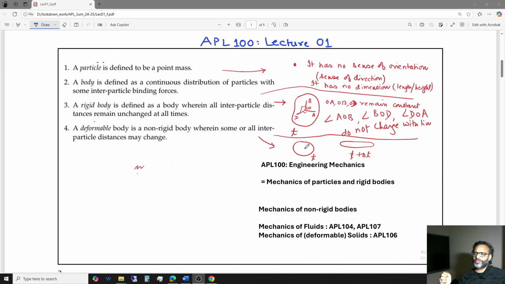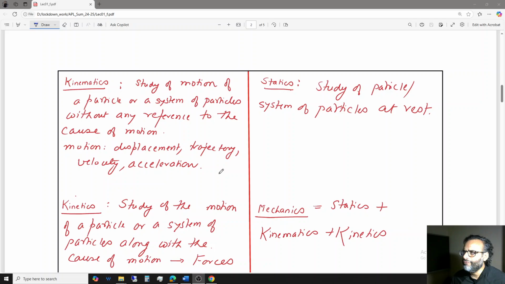And then there is another course which is called mechanics of solids. Now, when you say mechanics of solids, what we actually mean is mechanics of deformable solids. Whereas when we say engineering mechanics, at least in IIT Delhi, we mean study of mechanics of particles and rigid bodies. I hope this distinction in the choices of the words and adjectives is making sense and is clear to you. Moving on, more definitions.